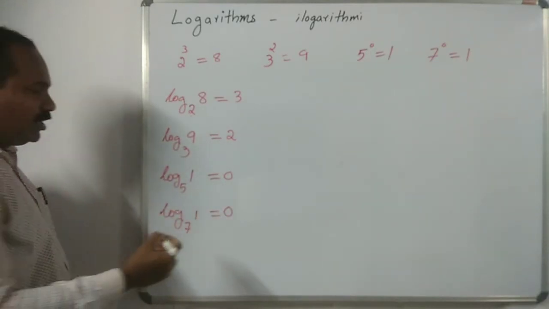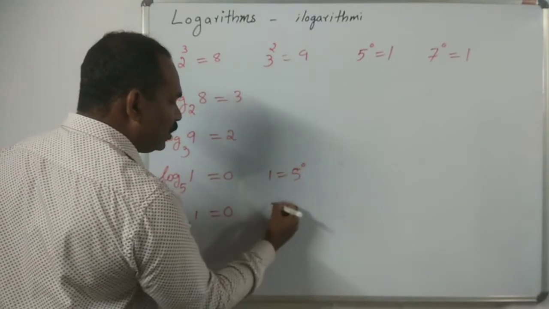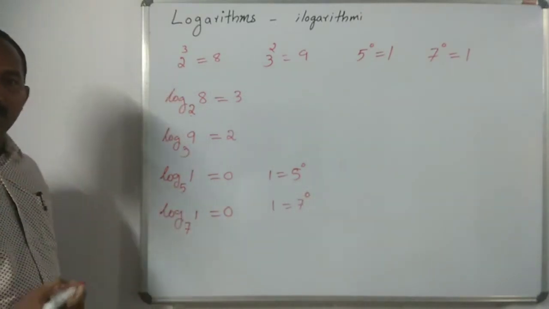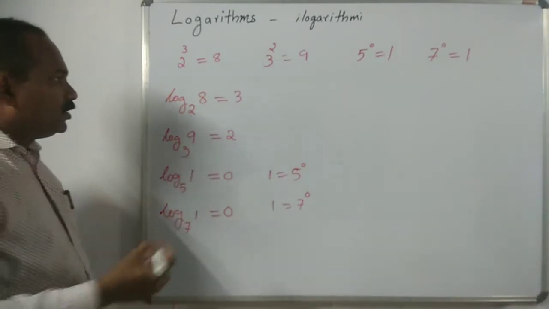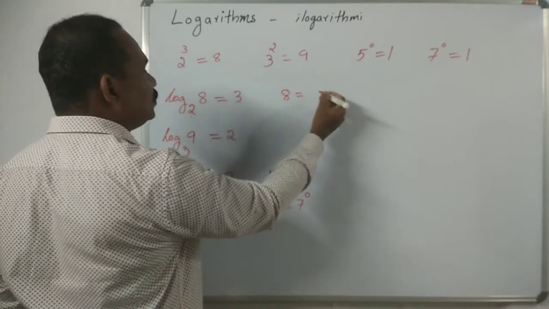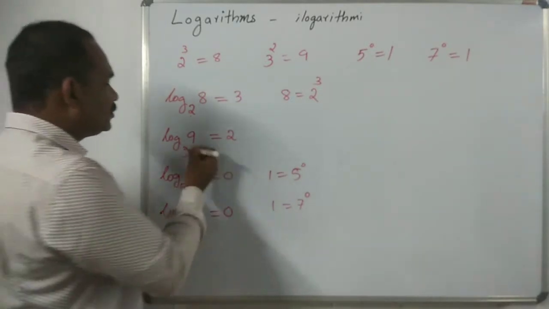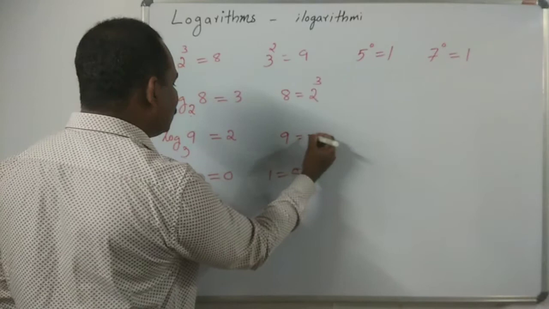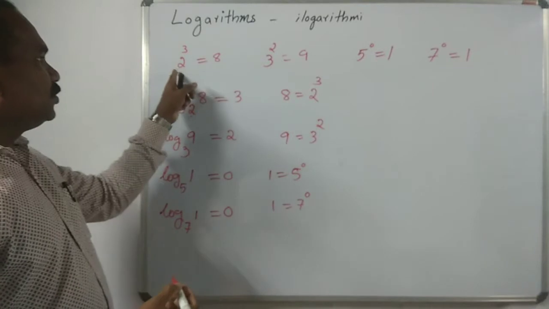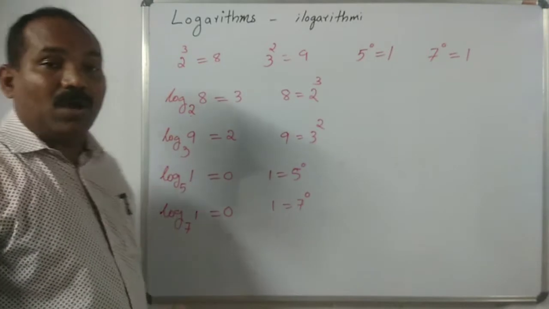Because we can write that 1 is equal to 5 raised to 0. Here also 1 is equal to 7 raised to 0. Are you clear? We can write here 8 is equal to 2 raised to 3. Similarly, 9 is equal to 3 square. Or in the reverse order, 2 raised to 3 is equal to 8. Both are correct. So this is logarithms.